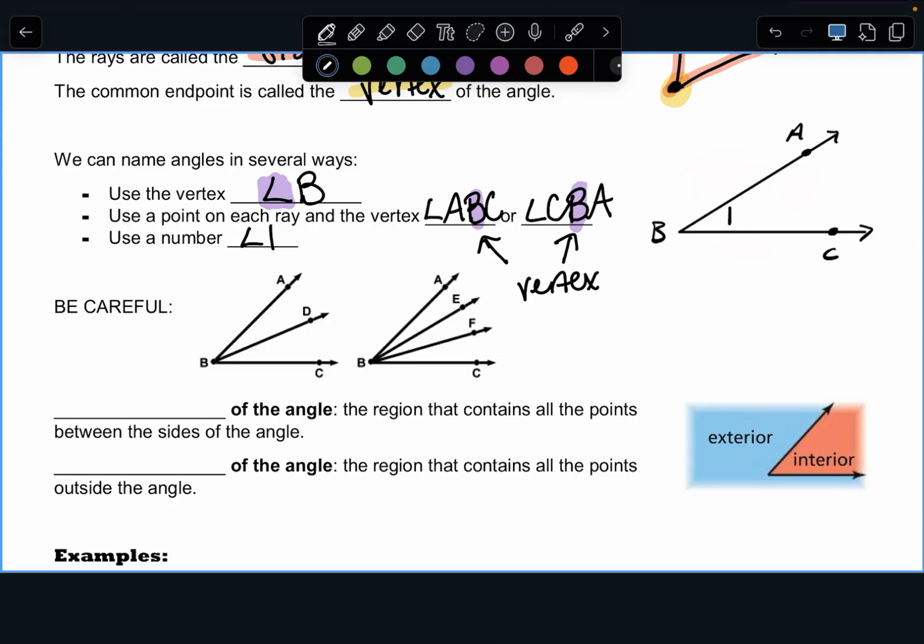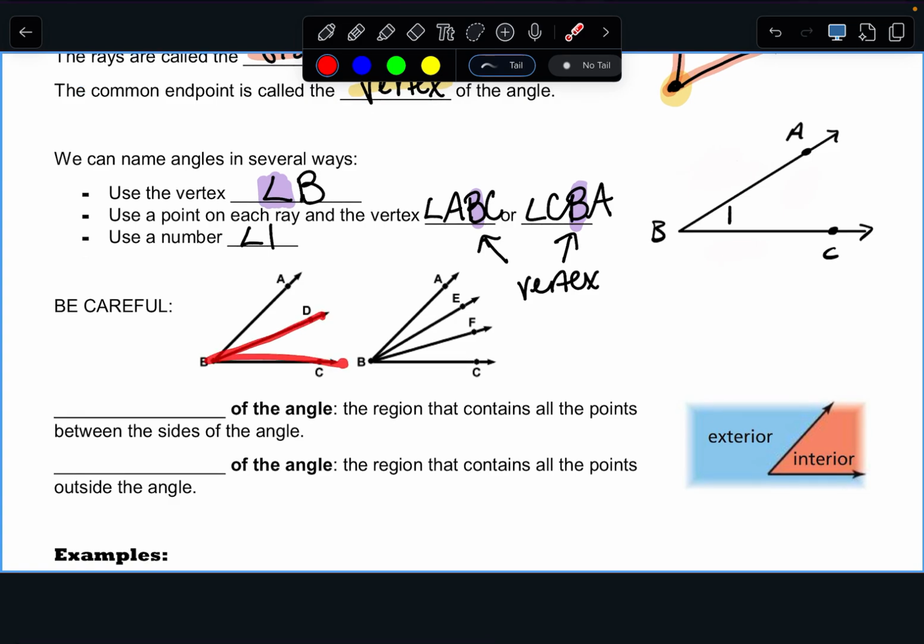It gets a little bit tricky because I'm going to trace out an angle. I want you to tell me what the vertex is. B. Okay, what if I trace out a different angle? What's my vertex there? B. What about this angle? What's my vertex? B. Were those 3 angles the same? No, they weren't. I traced 3 different little alligators.